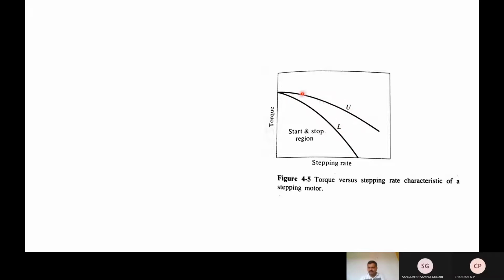Whereas with the help of this other curve, we are going to get an idea of the maximum running speed. So this is the starting speed of the motor and this is the maximum running speed. The region below this curve represents the start and stop region. That means you cannot suddenly stop a motor at high speed, as that will have consequences. That's why the start and stop region is below this. You have to bring the speed of the motor to a certain level, then stop the motor.